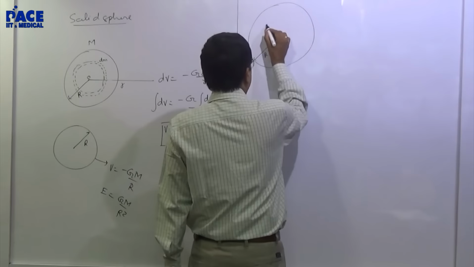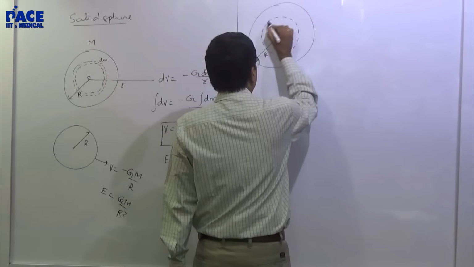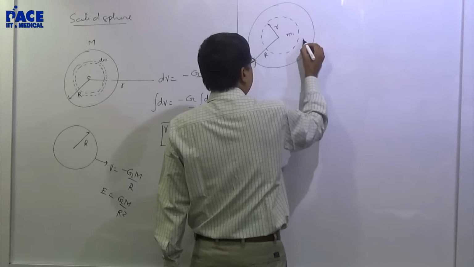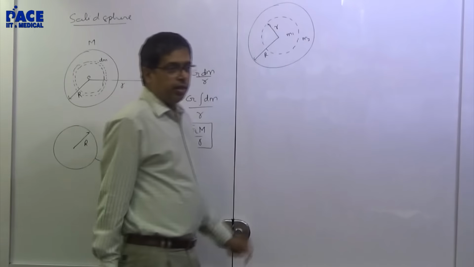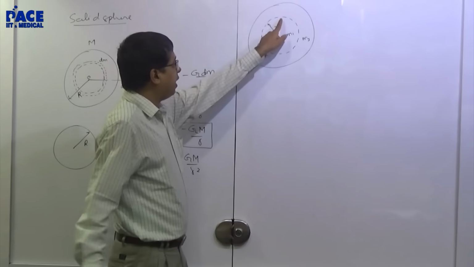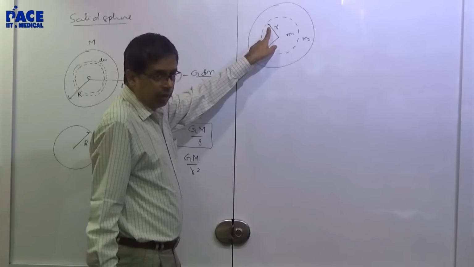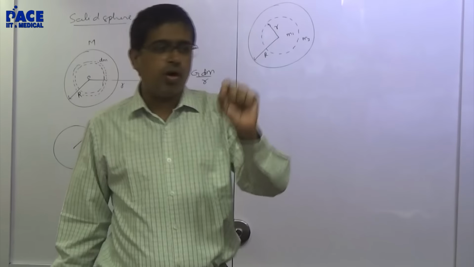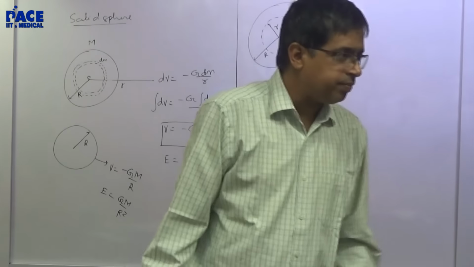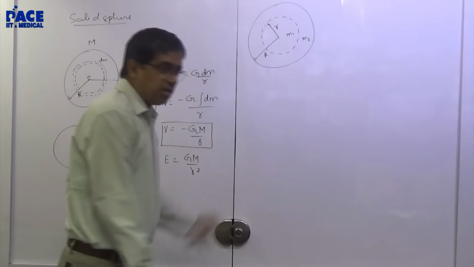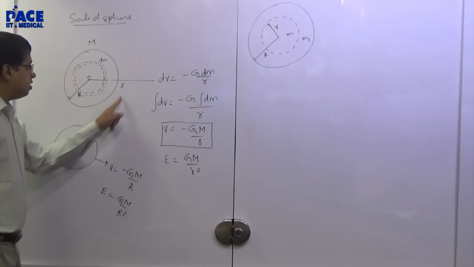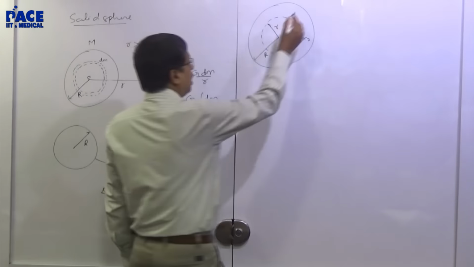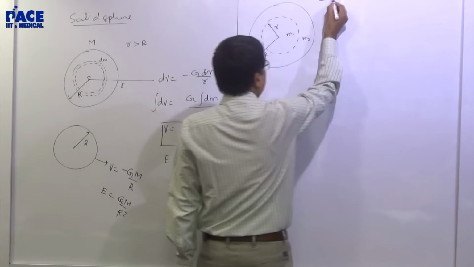Now I want to find out the field at a distance of small r here. I'll call this m1, I'll call this m2. Inside a solid sphere, small r is the distance at which you want to find out the field or potential. In this case small r is less than capital R, in this case small r is greater than capital R. Right, here small r is less than capital R.